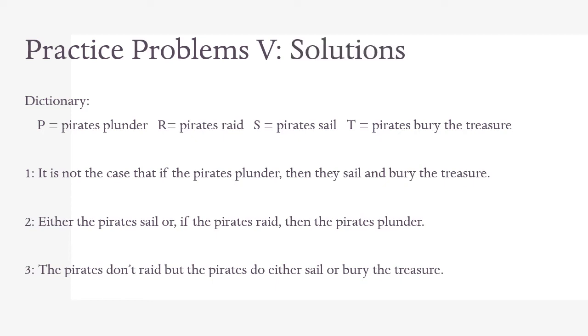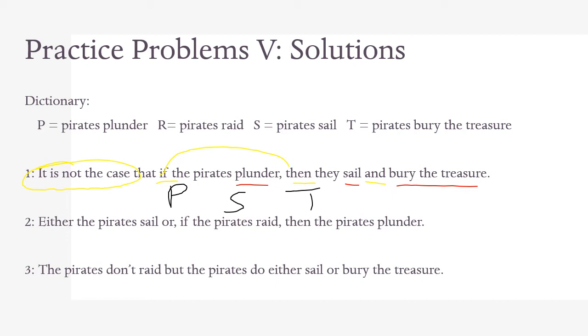Again, let's follow the process that we've been doing for each of these translations. We'll start by identifying what the propositions are that we need. We have plunder, we have sail, we have bury the treasure. So we've got P, S, T. We have it is not the case, we have an if-then, and we have an and.